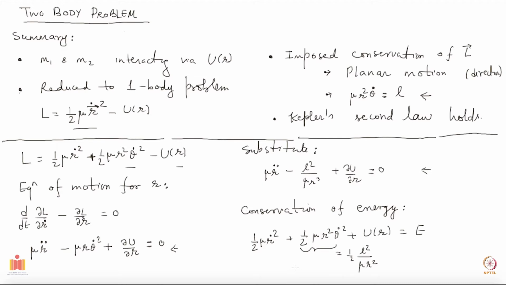So with that I can write my equation of energy conservation in the following manner. So I write half mu R dot square plus half L square over mu r square plus U of r is equal to the total energy. Sorry, it should be dot square. This is the centrifugal term here.